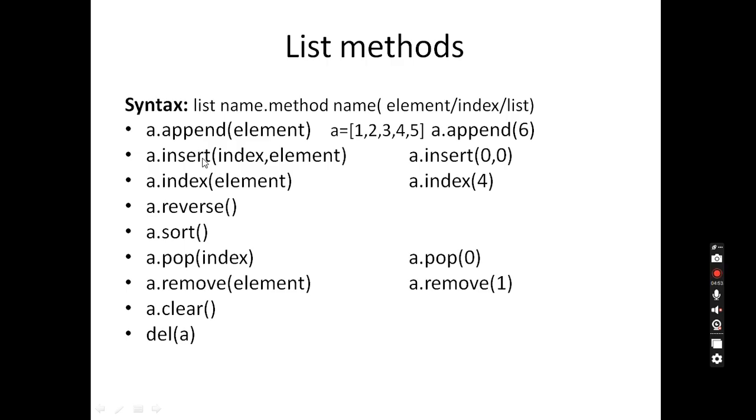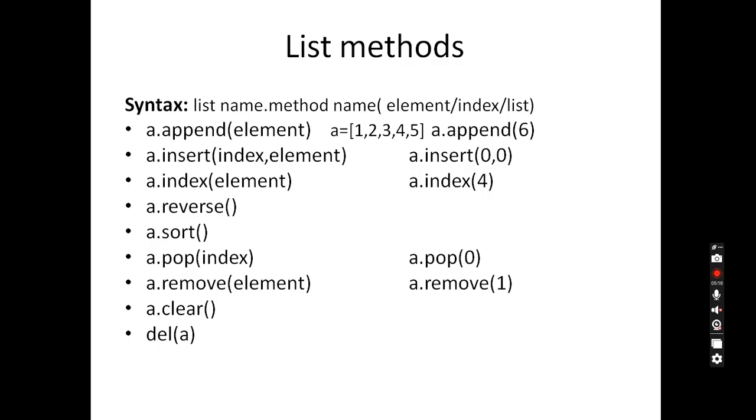The insert operation is used to insert an element at a particular position here, so I need to give an index number along with the element here. I'm giving the index number as 0 and the element as 0 here. So it will insert at the first position. The element which is available in the first position is moved to the next position in a forward direction.